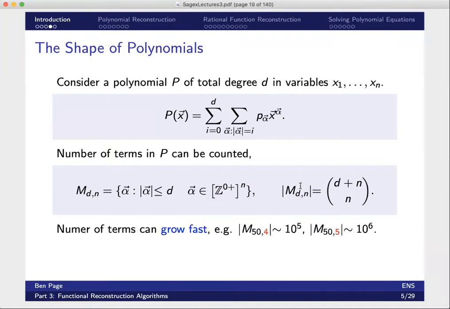So if we imagine some polynomial of degree 50 in four variables, then you're in a situation where you have around 10 to the 5 terms. But if we just add one variable, then we have 10 to the 6 terms. So if we're going to be treating such a function, this is more than likely outside of our range of being able to do naive random sampling. We're going to need something more efficient.